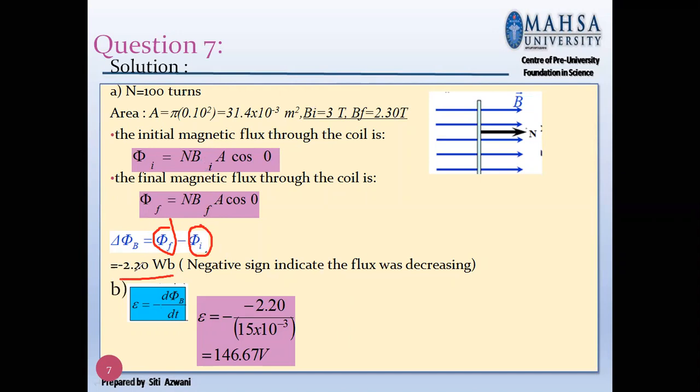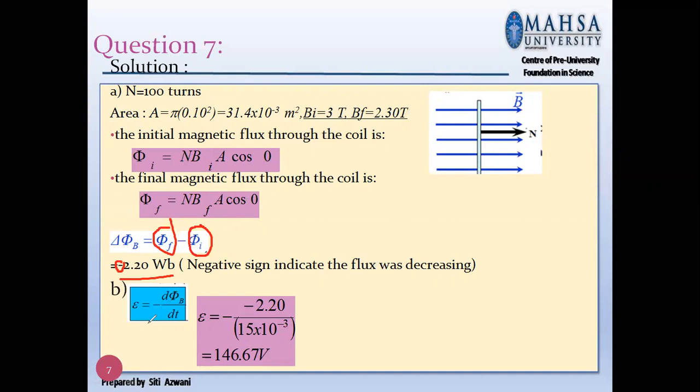Okay, you got the negative sign here. It indicates the flux was decreasing. If you refer to your question here, you have a decreasing value of your magnetic field B from 3 Tesla to 2.30 Tesla.